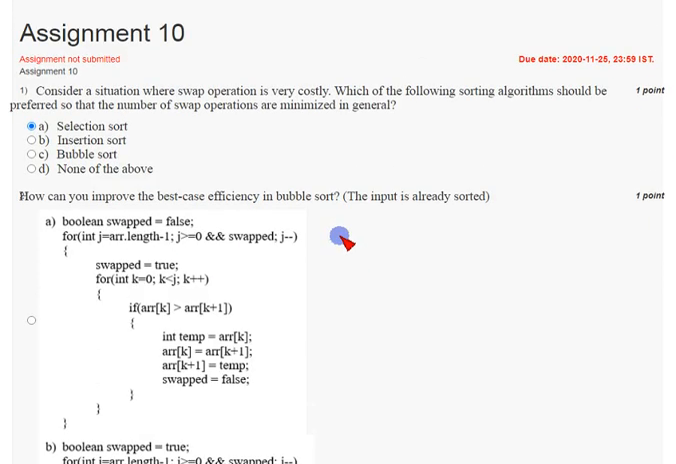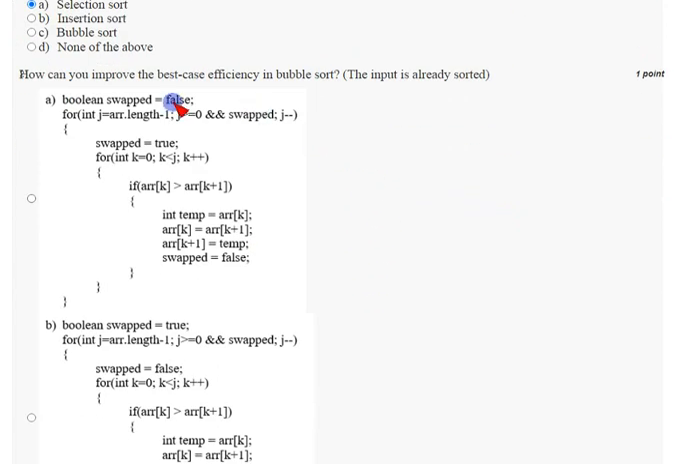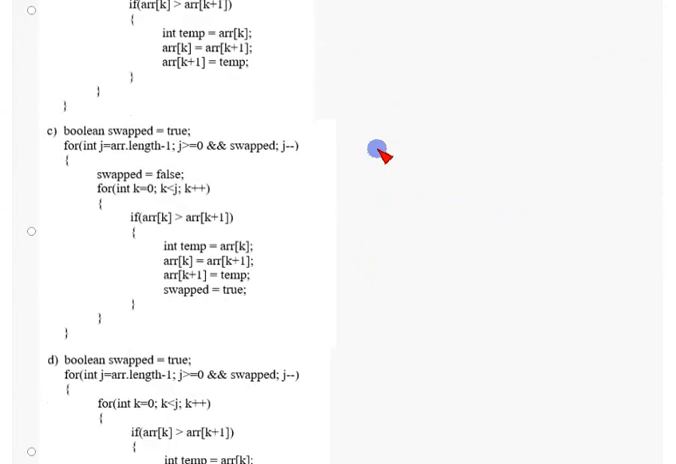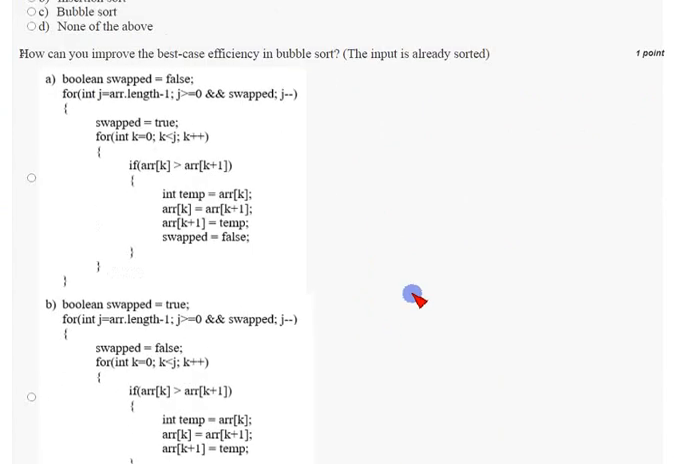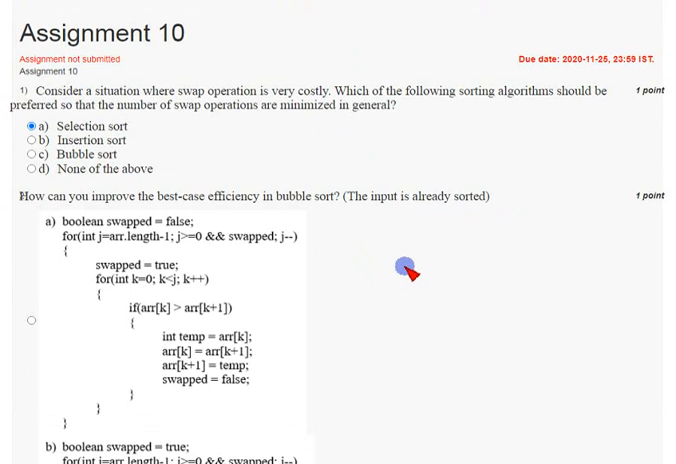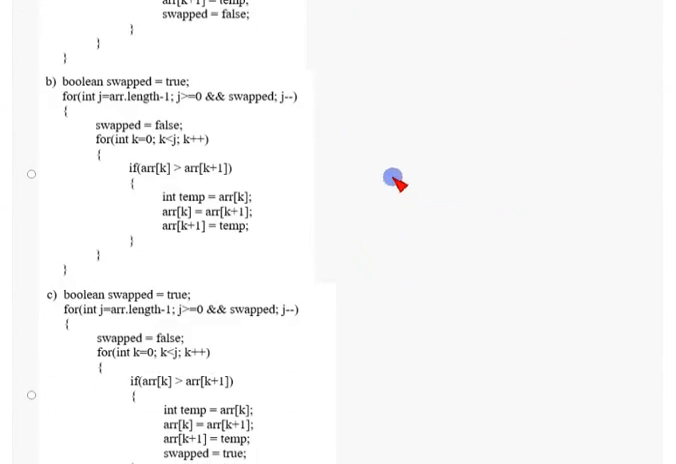Coming to the second question, how can you improve the best case efficiency in bubble sort? They have given a little bit of information like a hint, which is that the input is already sorted. If you see this, they have given options which contain a part of code. Up to 4 options they have given code. So I will choose the code that contains option B, swapped equal to false.